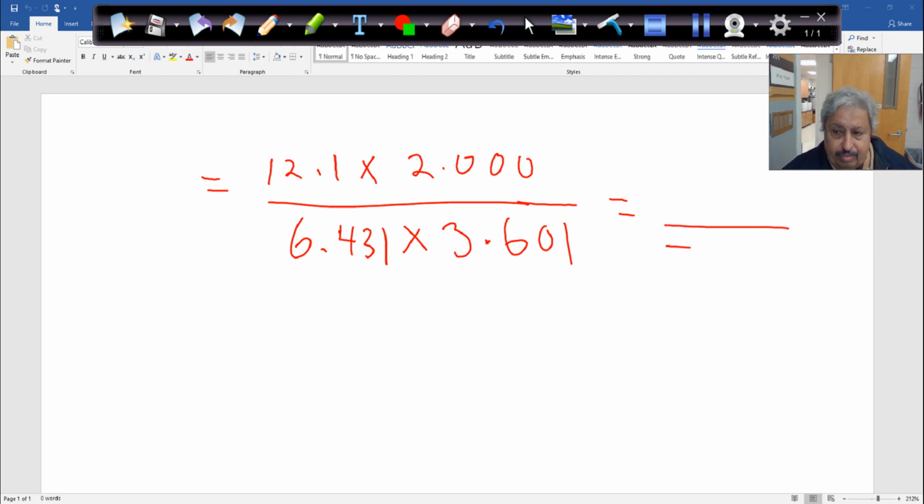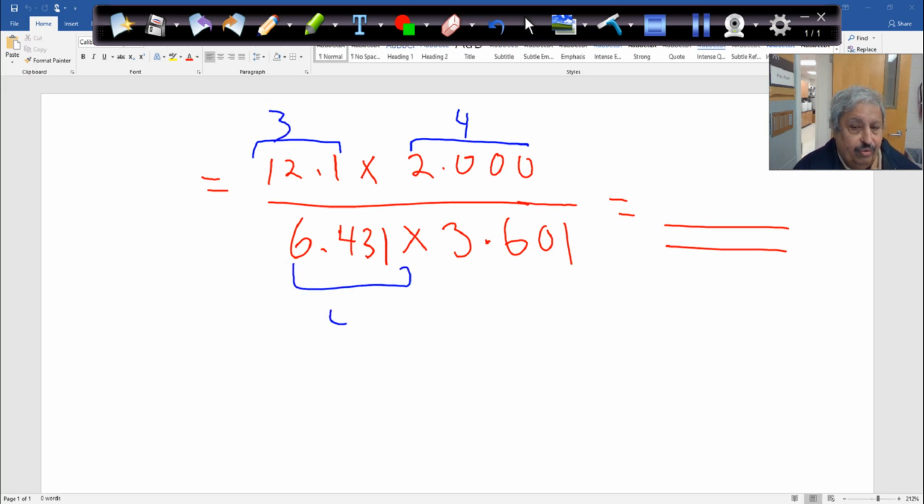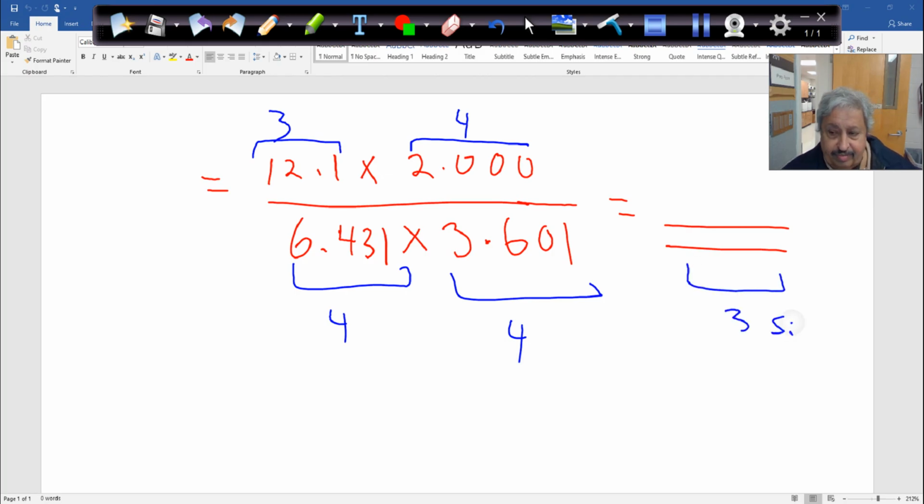But the most important thing is to round this one to the correct sig figs, correct? So in order to do this, I have to look for the least sig figs. So this one here is how many? 4, correct? This one how many? 3. This one how many? 4. This one how many? 4. So your answer has to have how many? 3 sig figs.